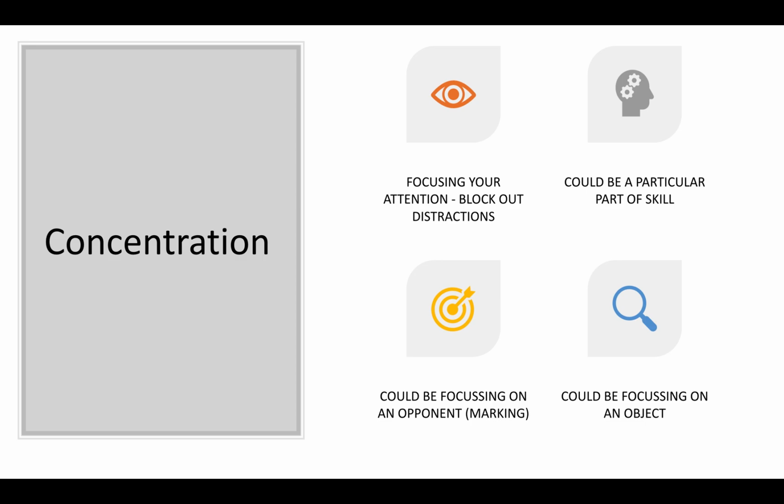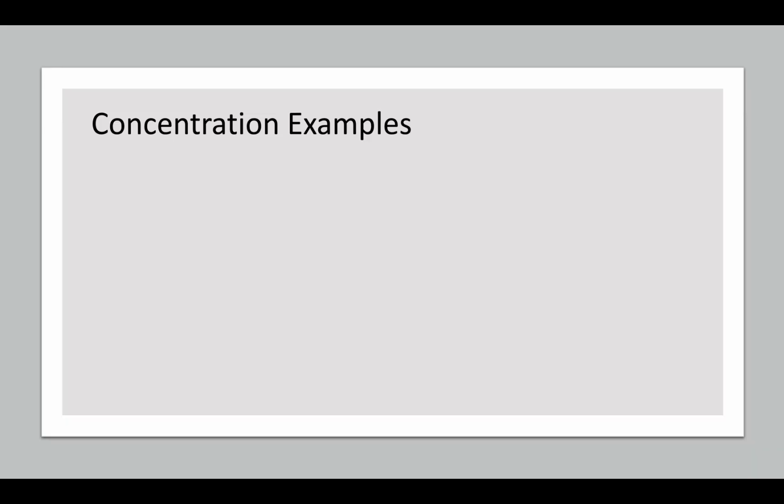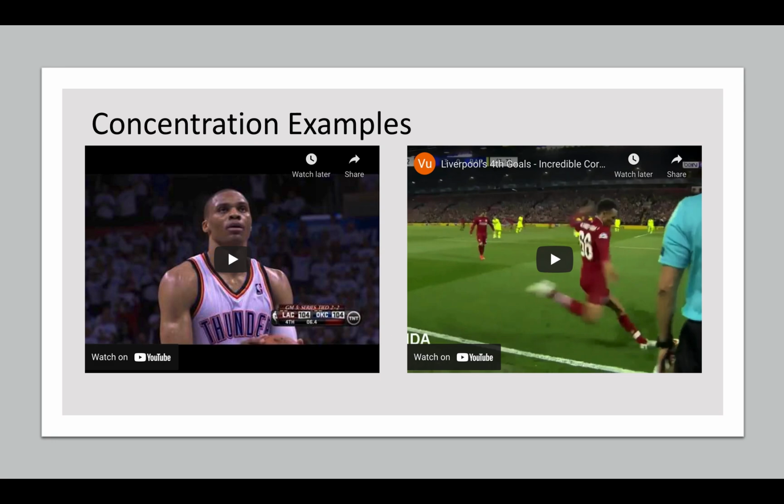In sport, this could be concentrating on a particular part of the skill. It could be focusing on a teammate or an opponent if you are marking someone, or it could be focusing on a specific object if you are playing badminton and about to serve or hit a shot in golf. Here are some examples of concentration in sport.